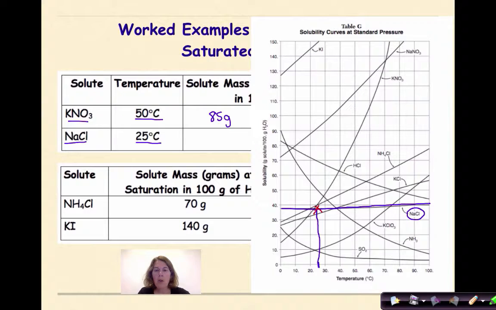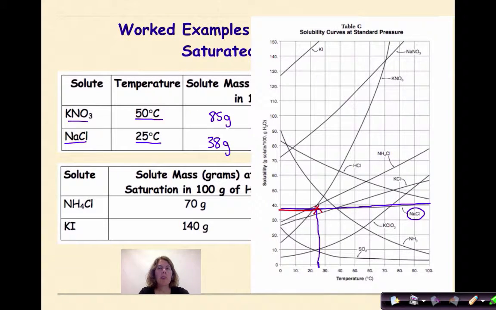Then I can go across at this point, roughly, and figure out the amount of solute that dissolves in 100 grams of water at 25 degrees Celsius. Therefore, at 25 degrees Celsius, the amount of NaCl that will dissolve in 100 grams of water is roughly 38 grams.